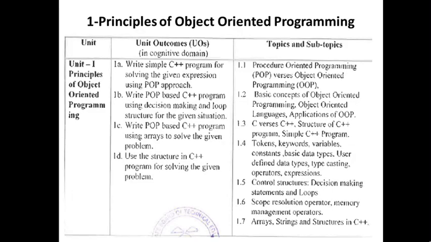Here is the content of a chapter. In the middle column, unit outcomes are given. There are 4 unit outcomes. That means after completion of this chapter, you must be able to do these 4 unit outcomes. In the right side column, the content of this subject is given. Like the first topic, which is procedure oriented programming versus object oriented programming. The second topic, which is basic concepts of object oriented programming, object oriented languages, applications of OOP, and similarly the other topics which are given. These are the contents of the first chapter.